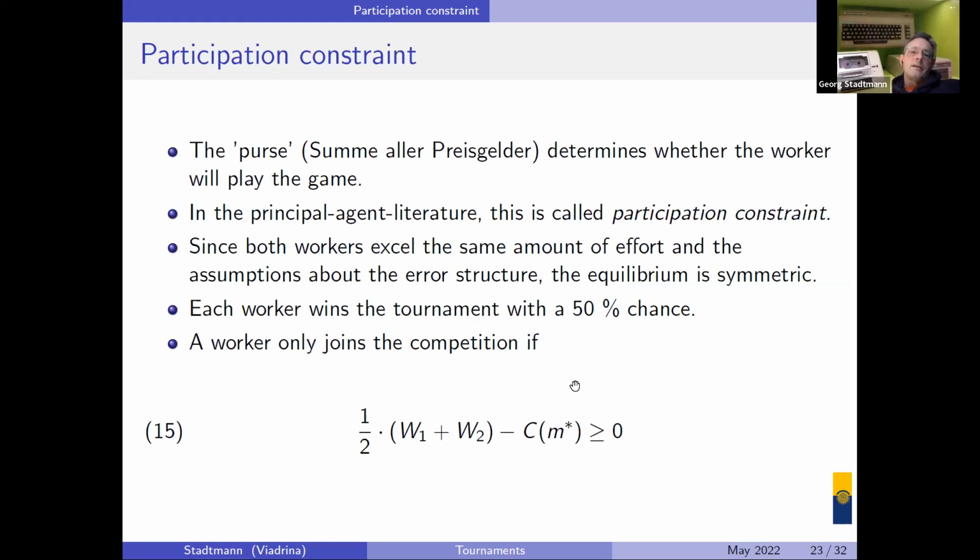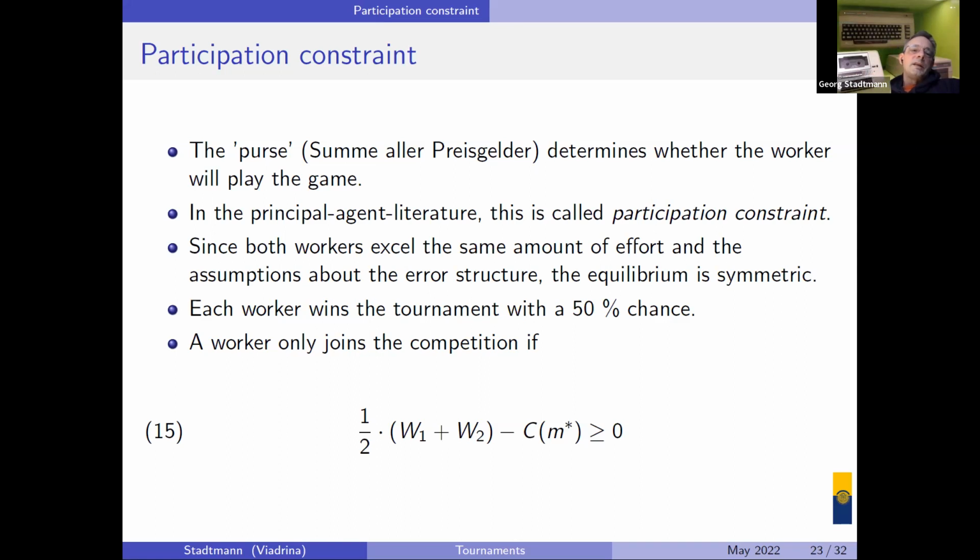The purse, the sum of all prize money, will determine whether the worker will play the game. In the principal agent literature, this is called the participation constraint. And we will determine the participation constraint by looking at equation 15. Since both workers excel the same amount of effort, and when we take additionally the information about the error structure into consideration, then the equilibrium will be symmetric.